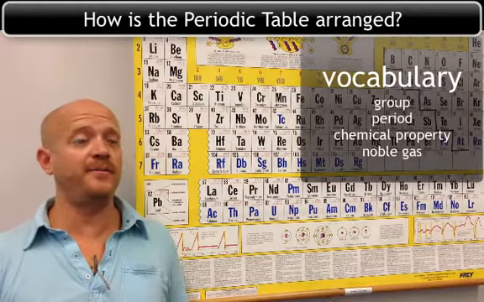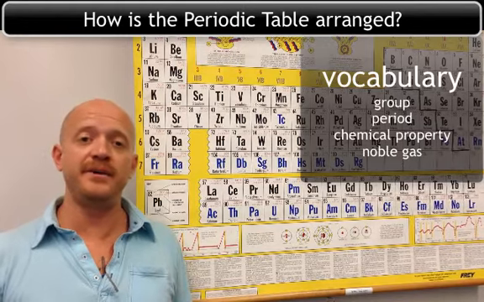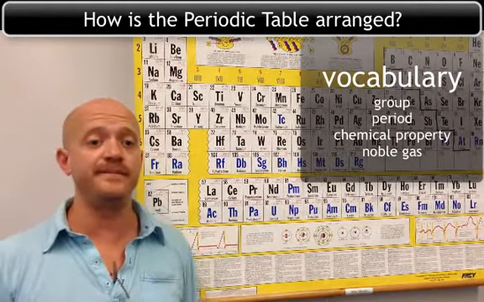Today we're going to talk about the periodic table. We're going to talk about different trends that you might see in the periodic table, and we're also going to talk about why it looks the way that it does.